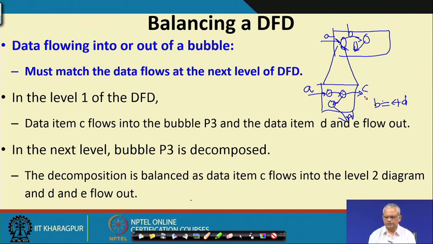This is balanced because for this bubble here, the input is A and the output is B, and when we have decomposed it into the next level, the data that is flowing into this diagram is A, and what is coming out from the diagram is C and D. For balancing, we see that the input is balanced, and for the output to be balanced, C plus D must be equal to B. So, this rule of balancing is used at all decomposition levels.